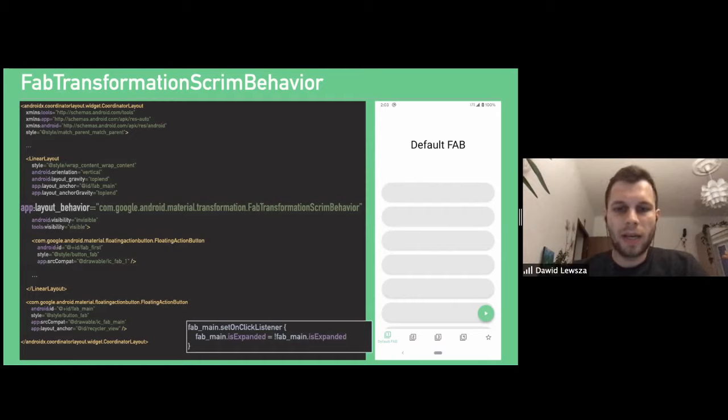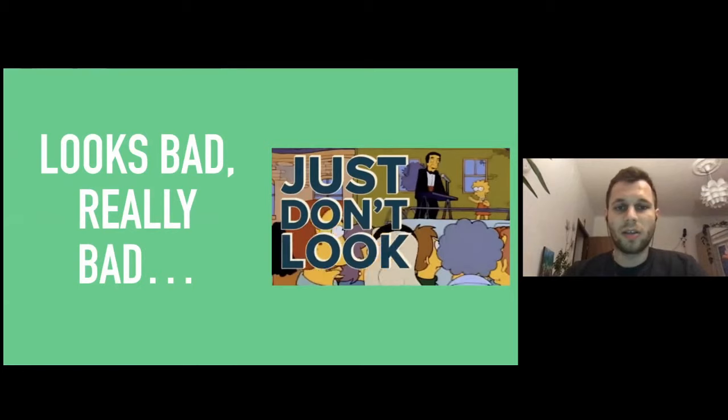How to start the animation with speed dial? We just need to use the isExpanded flag from floating action button, and we need to change the flag state from true to false or false to true. How does it look? I don't know. What do you think? But in my opinion, it looks really bad.